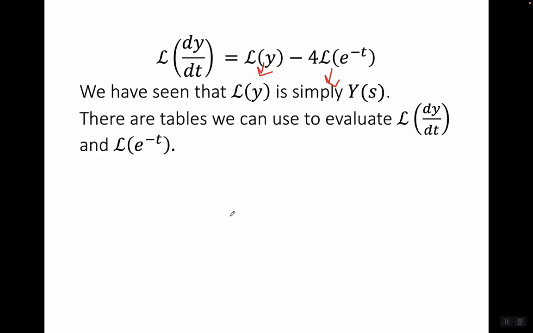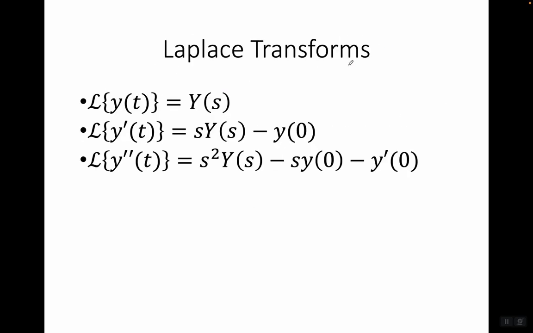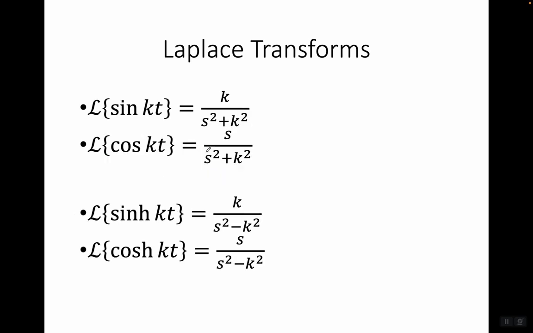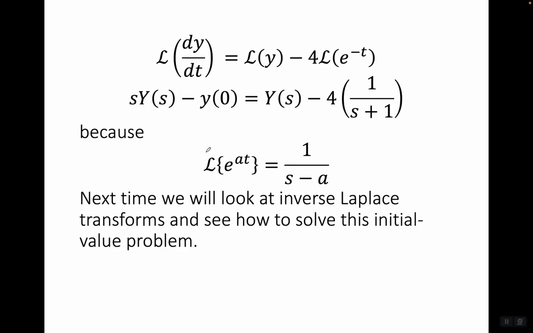Now again, we want to evaluate L{e^(-t)}. So this is the one that we want: L{e^(at)} = 1 over s-a. In this case, a is negative 1. These other formulas come in handy for various other problems. Here's some for sine, cosine, hyperbolic sine, hyperbolic cosine.